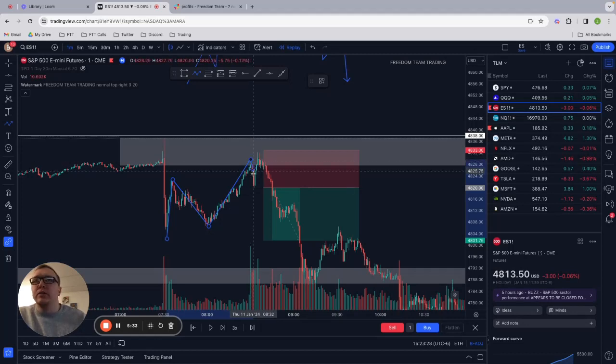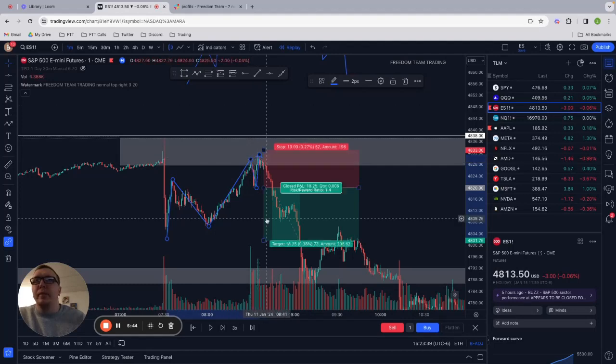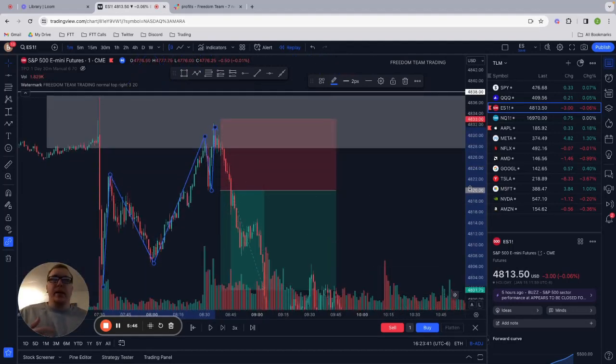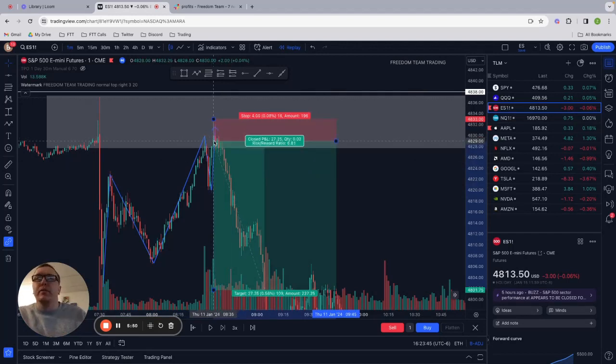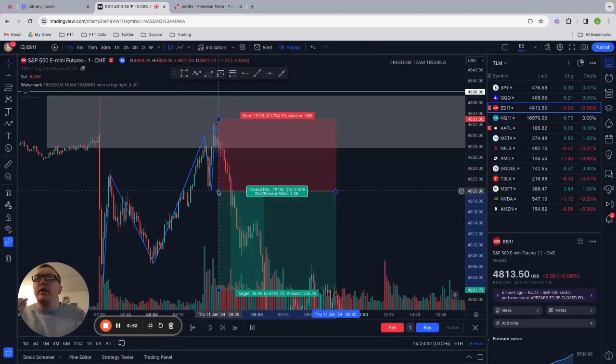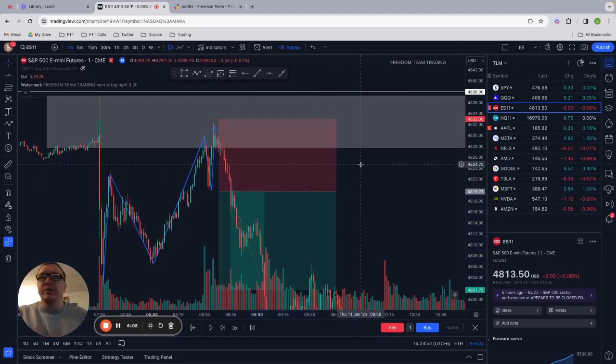Initial reaction, lower high, or higher low, rather. And then higher high. We take out this high, okay? Again, I don't enter blindly here. I don't enter here. I wait for a piece of that move. I wait for sellers to confirm and tell me we're going to go lower. Once I get that is where I take action.